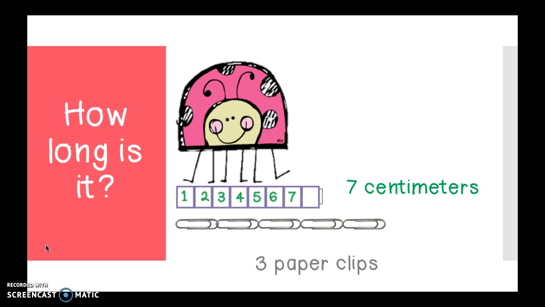Now, are those 2 numbers the same? No, they're totally different. One's 7 and one's 3. The reason for that is the centimeter cubes are a lot smaller than the paper clips. So that makes a big difference. I need to have more centimeter cubes and I would have to have those big old paper clips. So our numbers are for sure going to be different. That's why having the correct label is going to be helpful.